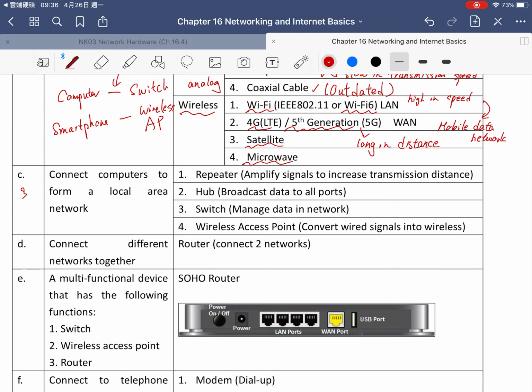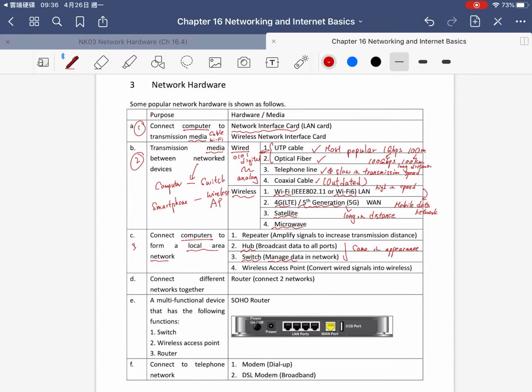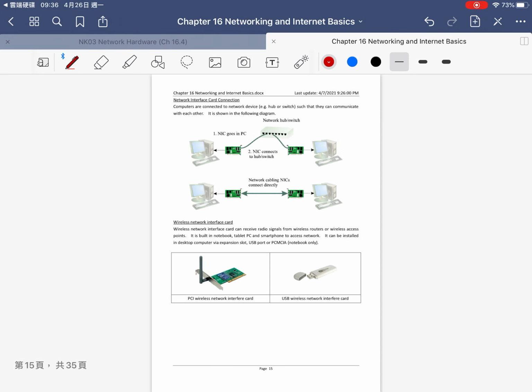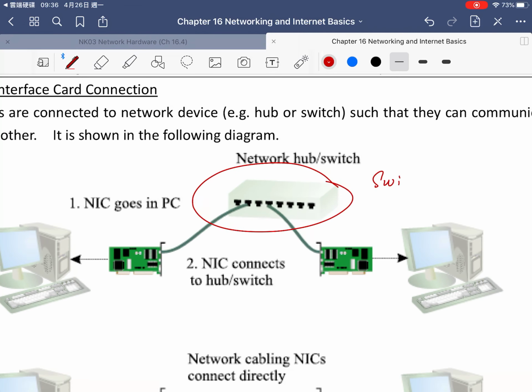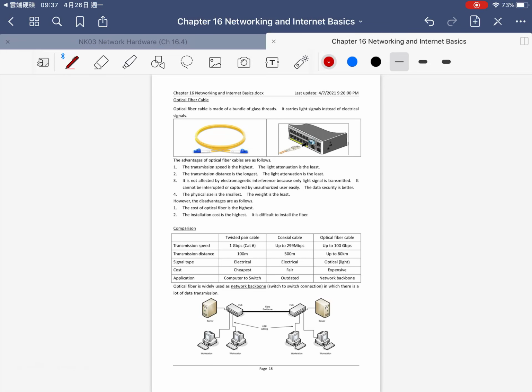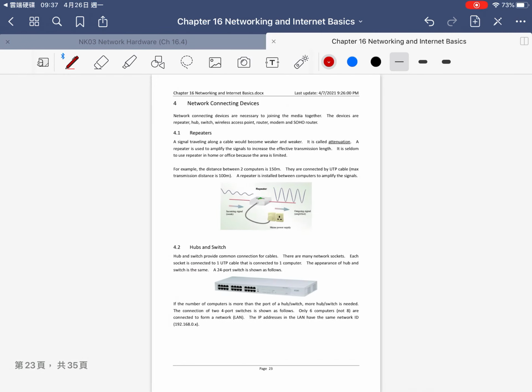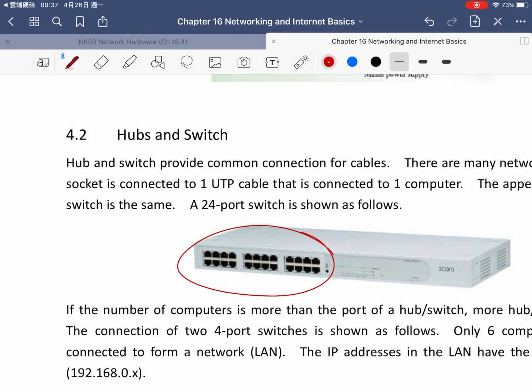And then the third one is the device to connect computers together to form a local area network. The most popular one is the switch. It can manage the data in the network. And the cheaper one is the hub. It just broadcasts the data to all ports. They are similar in appearance. I can show you the appearance of the switch and hub. It is a switch or a hub. It is a switch or hub.